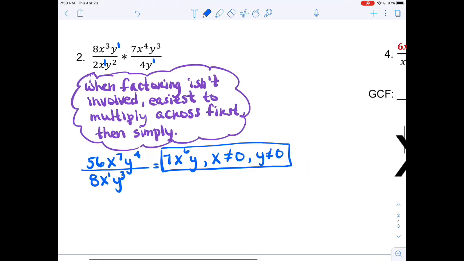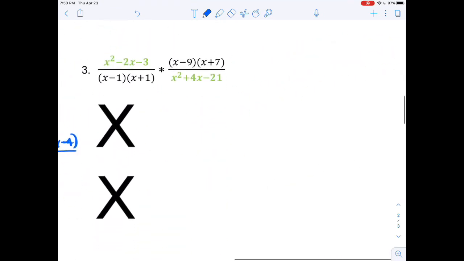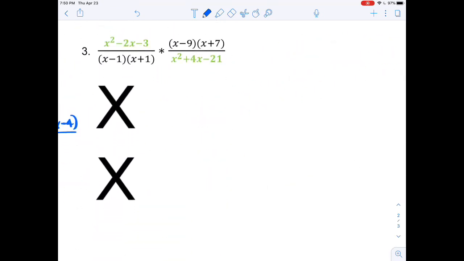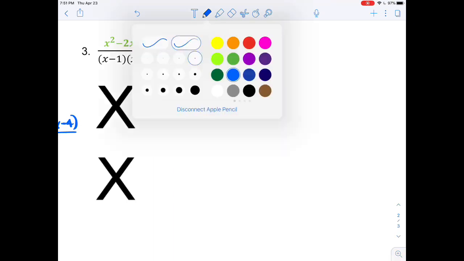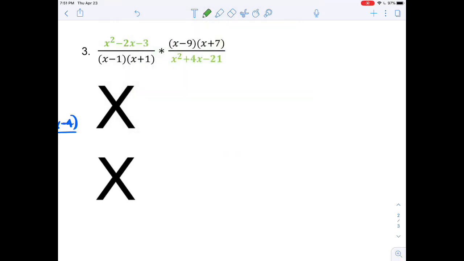All right, let's look at our next one, example number 3. This one was a little bit nice. They already have 2 of our polynomials factored. So we're going to look at the 2 that are not factored and go ahead and factor using an X puzzle. So let's factor with an X puzzle the ones that are in green.